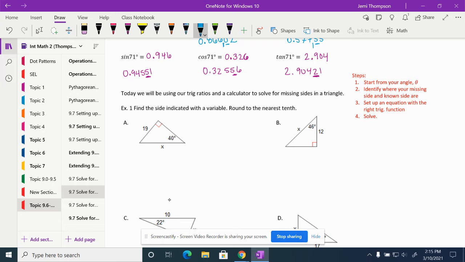Example 1. Find the side indicated with a variable, round to the nearest tenth. Step 1. Start from your angle theta. The angle theta, remember, is always your acute angle. So I've got 2 acute angles in triangle A. I have this one on the bottom left and this one on the bottom right. Just go to the one that they already give you the degrees for. I'm going to start here. I'm going to write my theta.